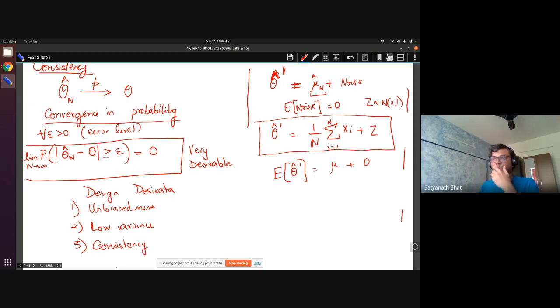Now it turns out we can always guarantee consistency. Otherwise the general procedure of having all three is hard, but we can always get consistency, and that is desirable, because even if it is biased, if it is consistent, it is okay: if you take sufficiently large n, your error level will come down. I will give you an example later of a consistent estimator which is actually biased, but what I'm saying is consistency is a desirable property.